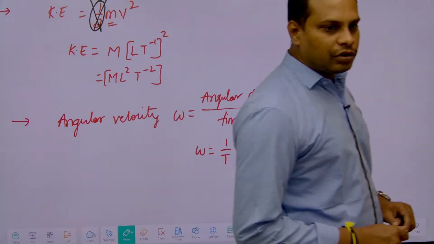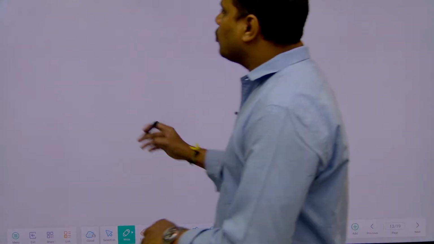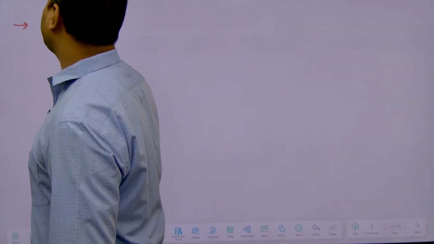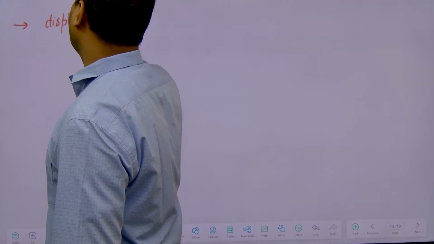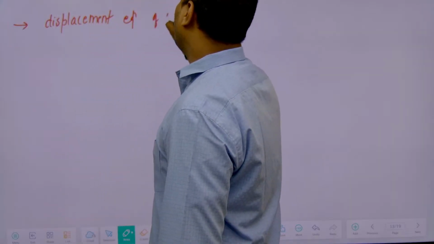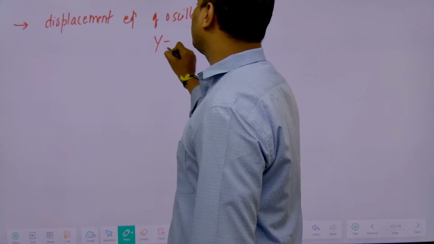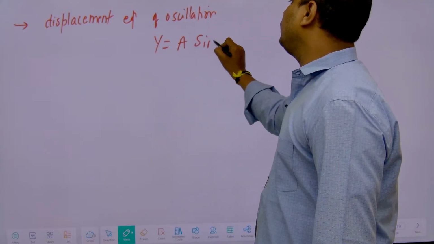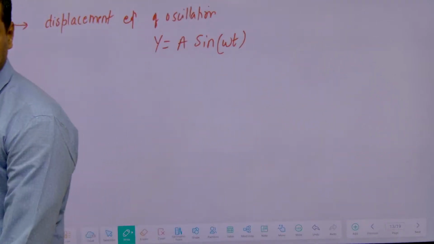Now shall I give one more thing? Suppose in first year you see the equation of displacement of a wave, or displacement equation of oscillations. What is that equation? That equation is y is equal to A sin omega t. Are you clear?